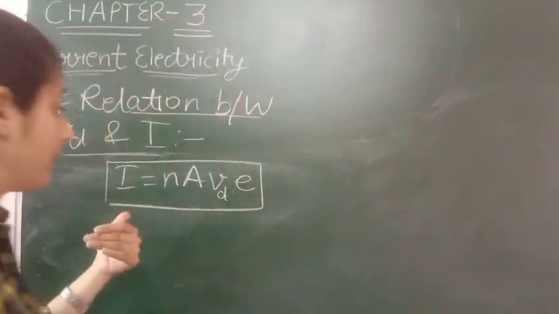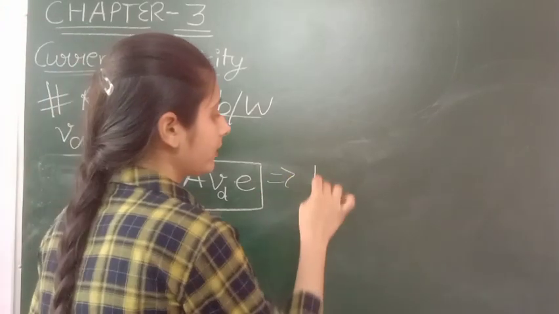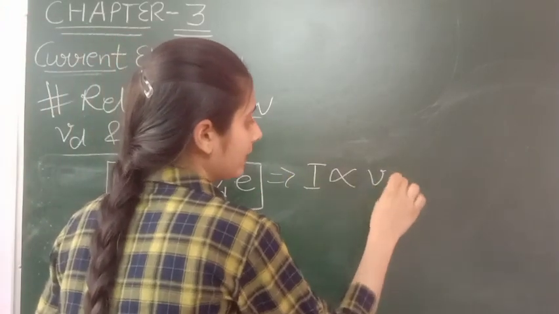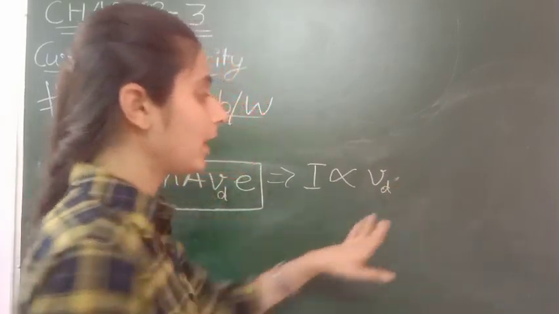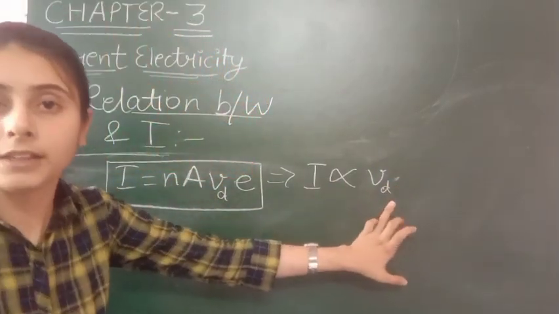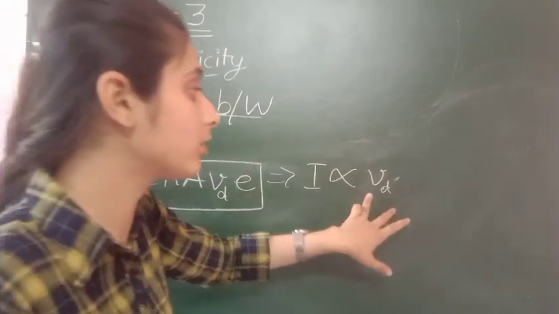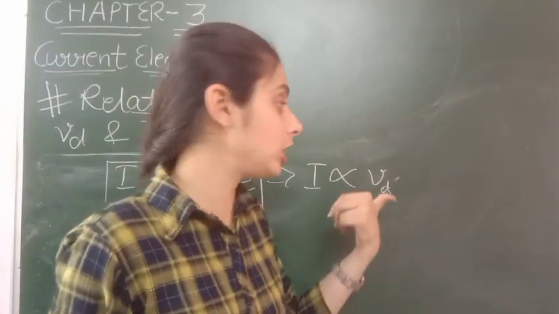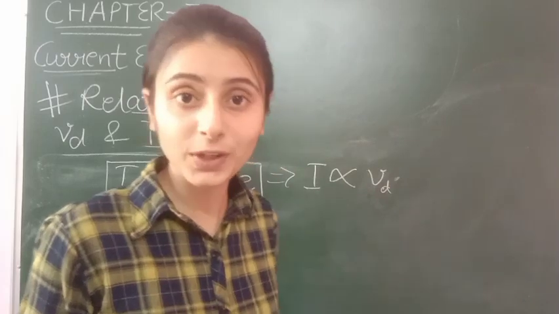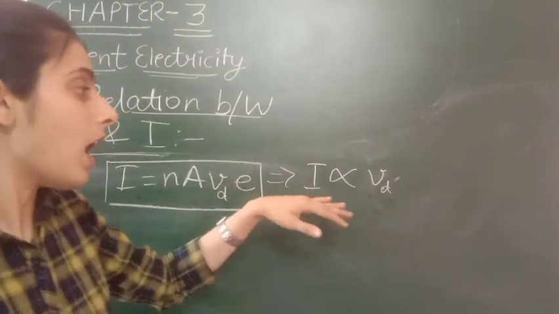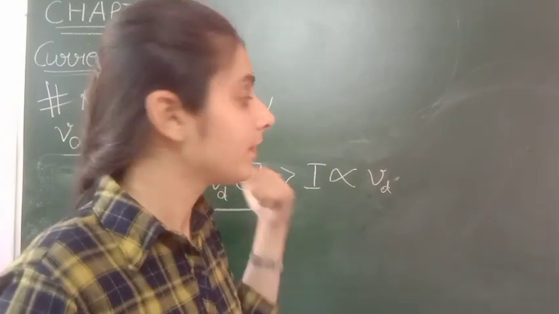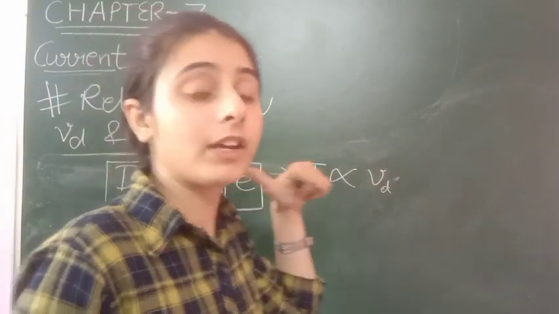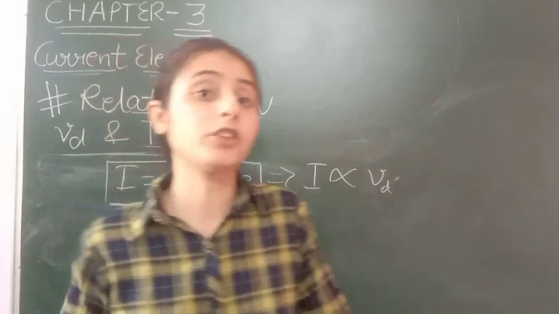And now from this formula, it is clear that I is directly proportional to Vd, that is drift velocity. Make sure that d should be written in the subscript of V. Write this d along with V, that d should be written in the subscript. Okay. So from this formula, it is clear that I is directly proportional to Vd. When current increases, the drift velocity will increase, and when current goes down, the drift velocity goes down.